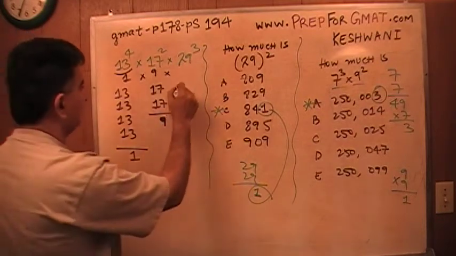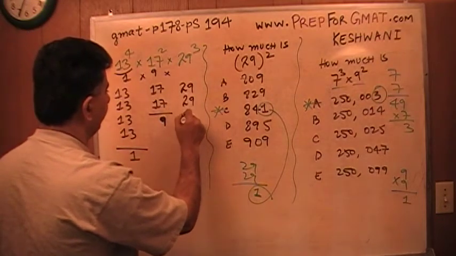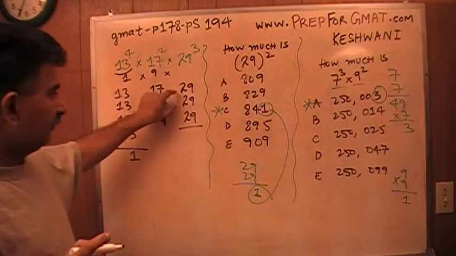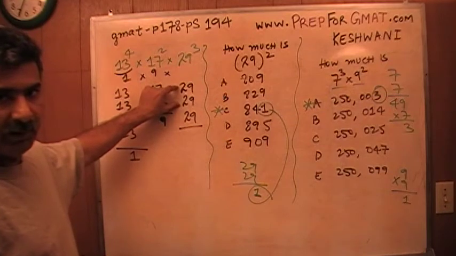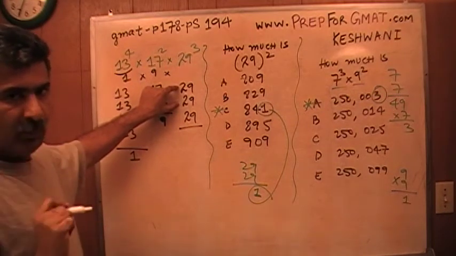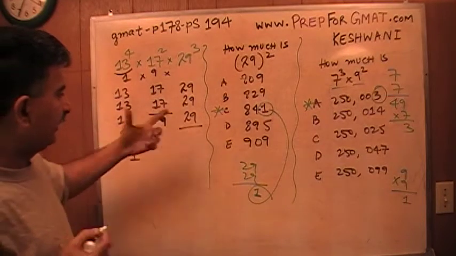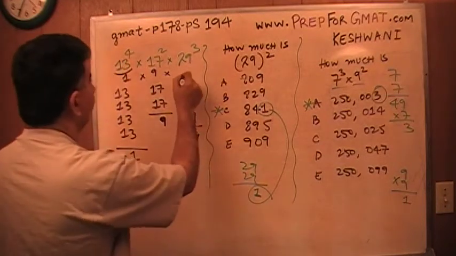Let's do 29 times 29 times 29. 9 times 9 is 81, which means so far when I multiply these two numbers, 29 times 29, the unit digit will be 1 because I have 81. And the unit digit of 1 here times 9 is going to give me 9 again. So here I have 9.